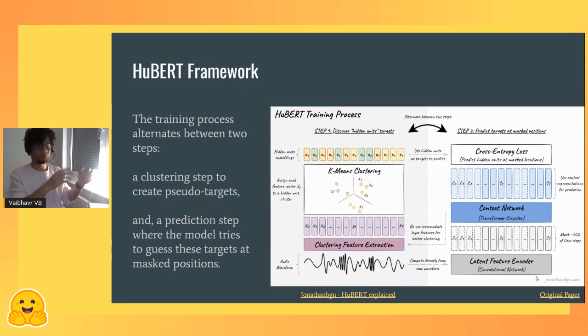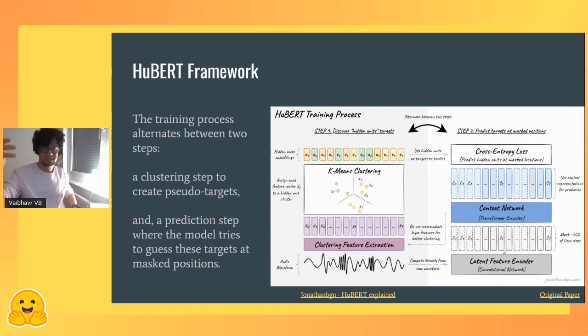From, say, whatever the 16,000 rate is, it downsamples by 320x, but that's not really important. It essentially downsamples it and creates these small units, which are nothing but the representation at the end of this latent feature encoder, right? So what is the 20 millisecond representation? Let's assume this is a 100 millisecond waveform. So there would be five outputs from the latent feature encoder, Z1, Z2, Z3, Z4, Z5.